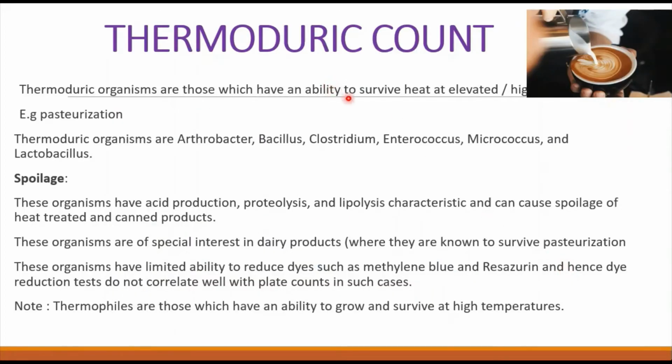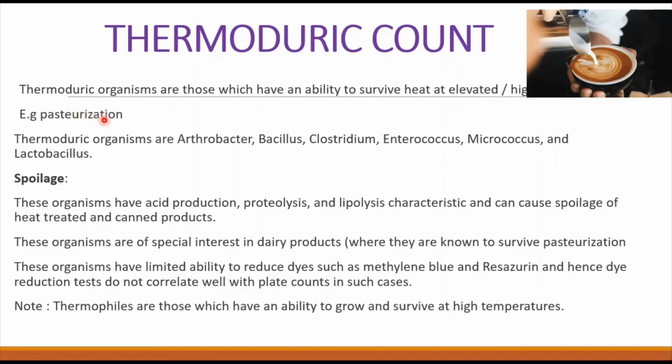Then the second type of organism is the thermoduric. And how can we count that thermoduric organism? The thermoduric organisms are those which have an ability to survive heat at elevated or high temperatures.